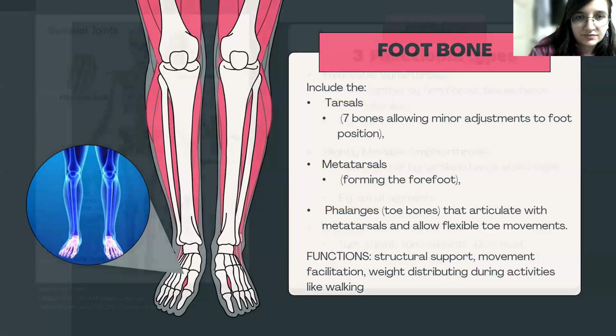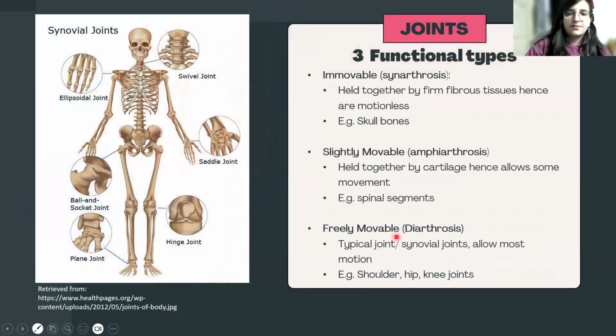Okay. And then let's talk about the joints, because we already talked about the different bones in our body. Let's talk about the joints, because without the joints, we can't really twist or bend or turn. So joints. There are 3 different types of joints. Again, you know, joints connect different bones, right? There are 3 functional types.